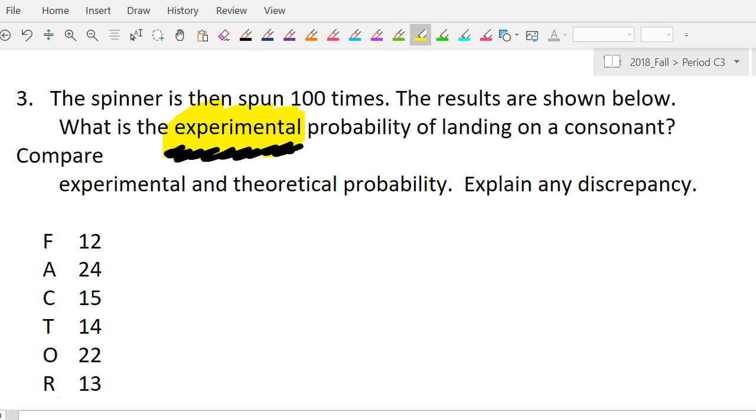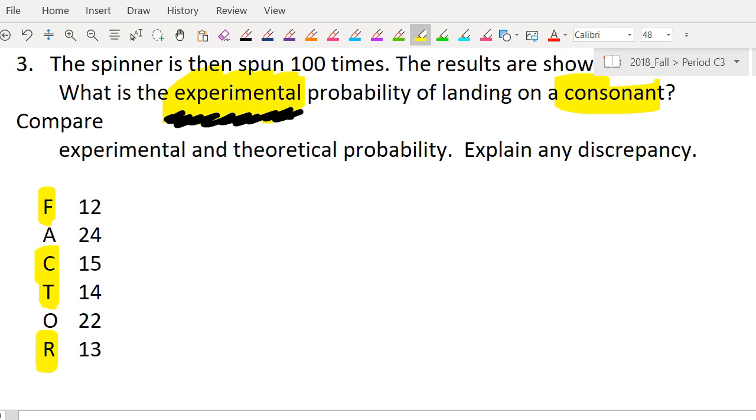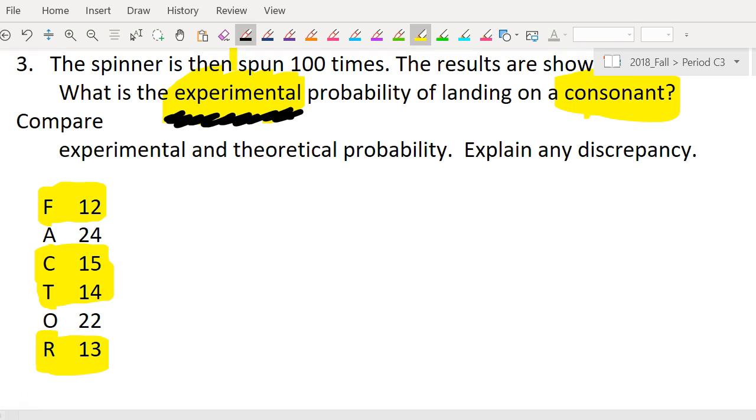So, consonant is this one, this one, this one, and this one. It asked here for consonant, right? So, therefore, what do we do? We add them. Very good. What did you guys get? Because I don't feel like doing it. I'm lazy. 54. You guys do the work for me. 54 over 100 produces 27 over 50.